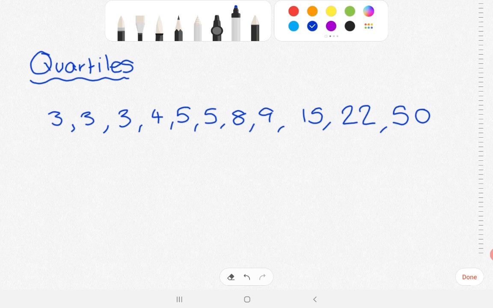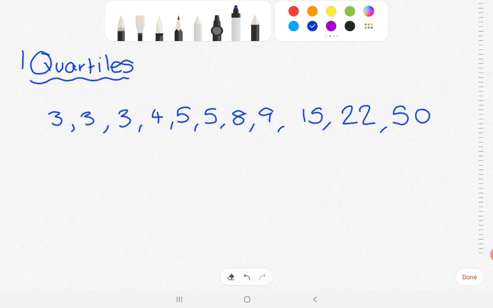Okay, and this is going to be useful. It's going to help us draw a new type of graph, and it's something that you'll see used in other areas and other subjects, and you've maybe even seen on the news recently to look at displaying data. But let's just first of all look at how we can get quartiles.